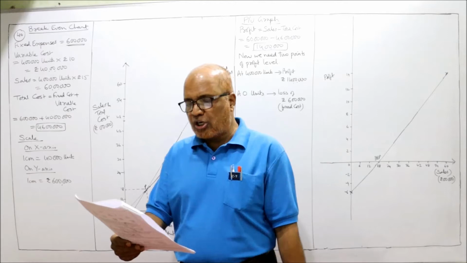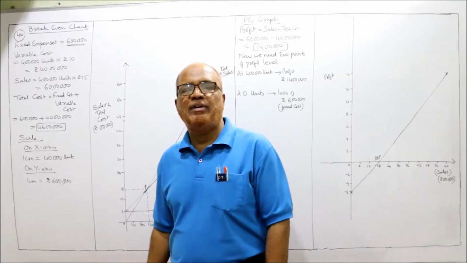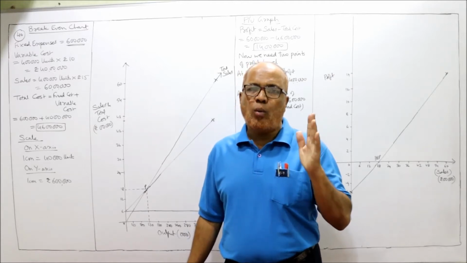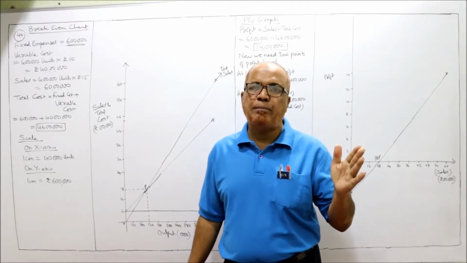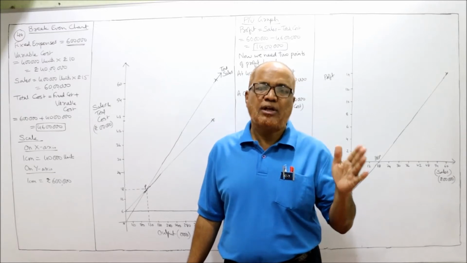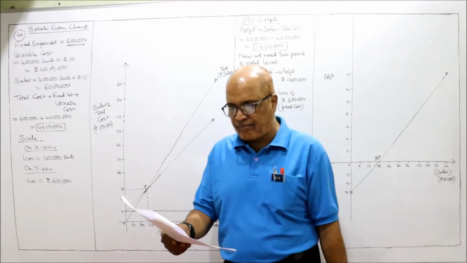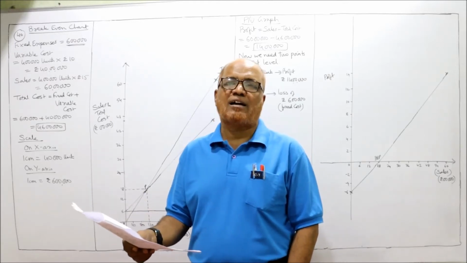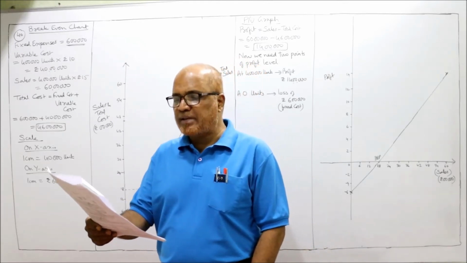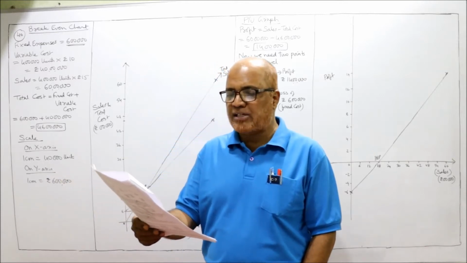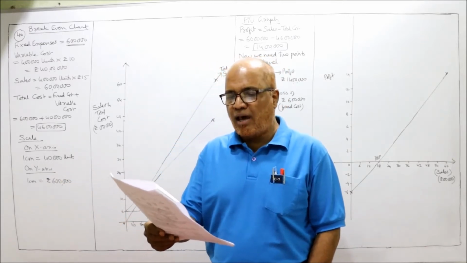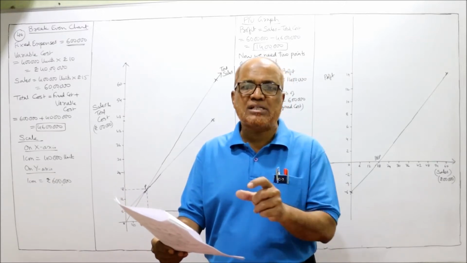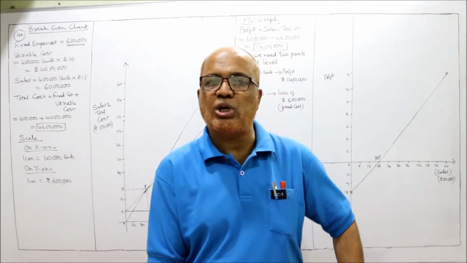From the following information, draw a break-even chart and PV graph. In this problem, we have to draw two charts: one break-even chart, and the second one PV graph, profit volume graph. I'll tell you how to make this PV graph. First of all, the information given in the problem: fixed expenses 6 lakh, variable expenses per unit 10 rupees, selling price per unit 15 rupees, and the output is 4 lakh units. From this information, we have to draw two charts.